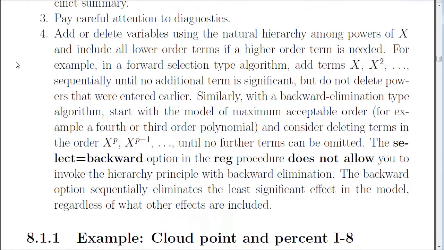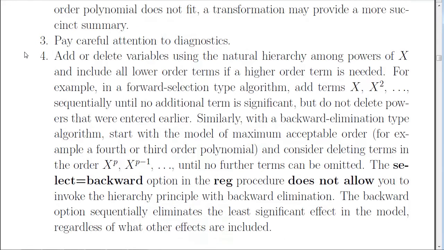And when you are doing model selection, there's a hierarchy of the powers of x. If you're going to include the x to the p term, you want to include all the lower order terms as well, regardless of whether they're significant or not, because that entire polynomial depends on those lower order terms. And when you start removing terms, you have to start with the highest term first. So start by removing x to the p, and then x to the p minus 1, and you stop when that highest order term is still significant.